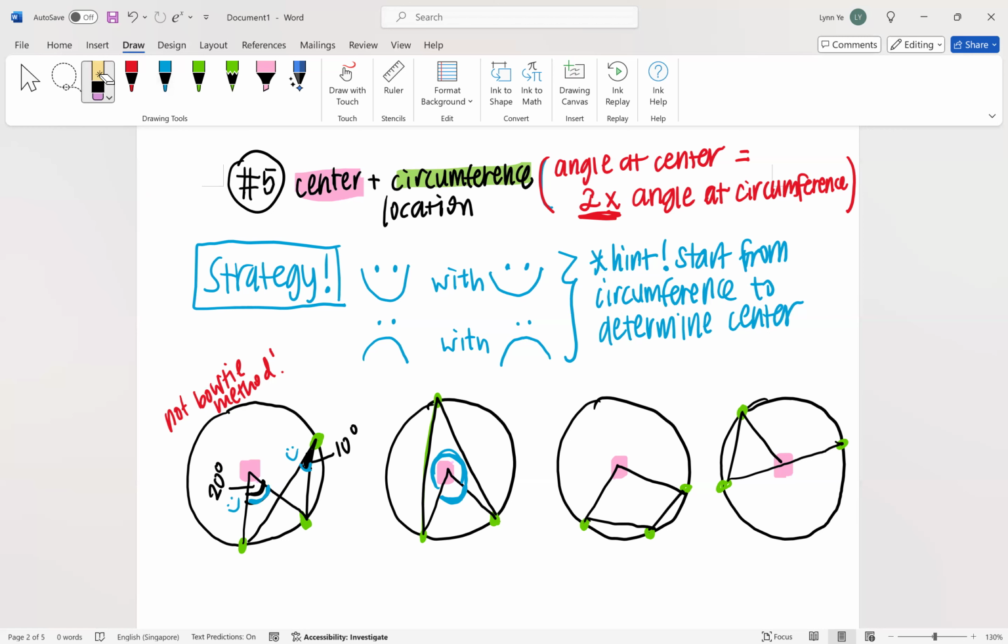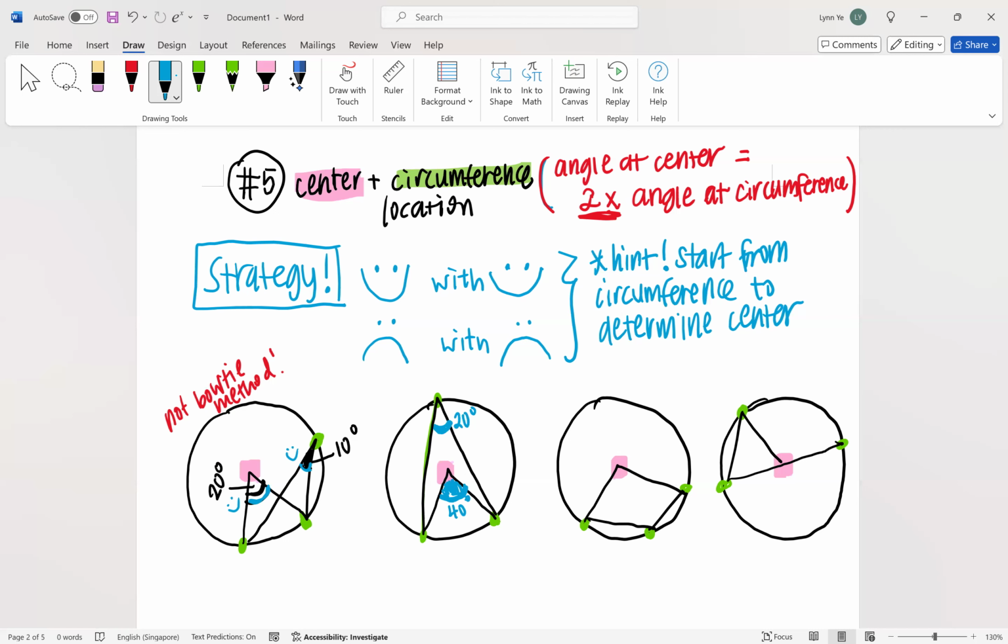Upwards. Why? Because remember I told you guys, you must look at which one first? The circumference first, right? So can you see here, the one at the circumference here will match with this person. Understand? So if this one is 20 degrees, that means that this angle right here is how much? 40 degrees. You see that? Understand right now? Smiley face with smiley face.